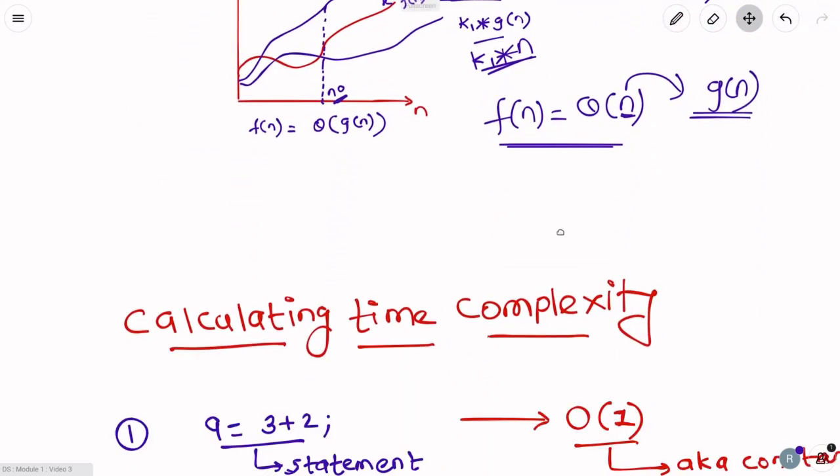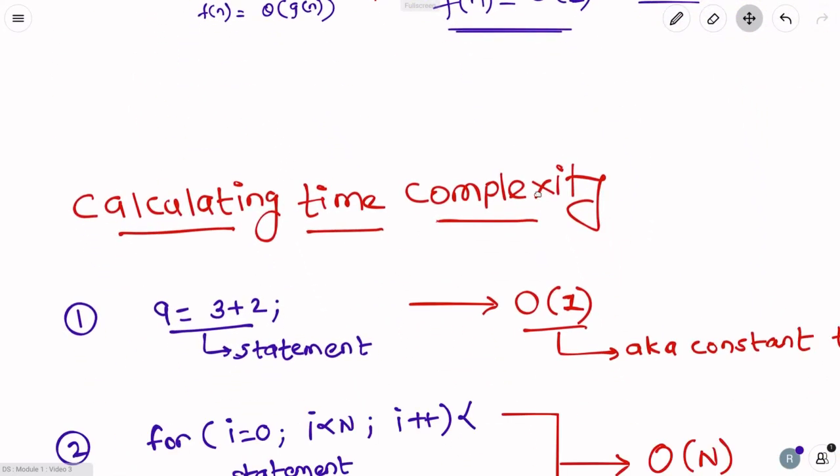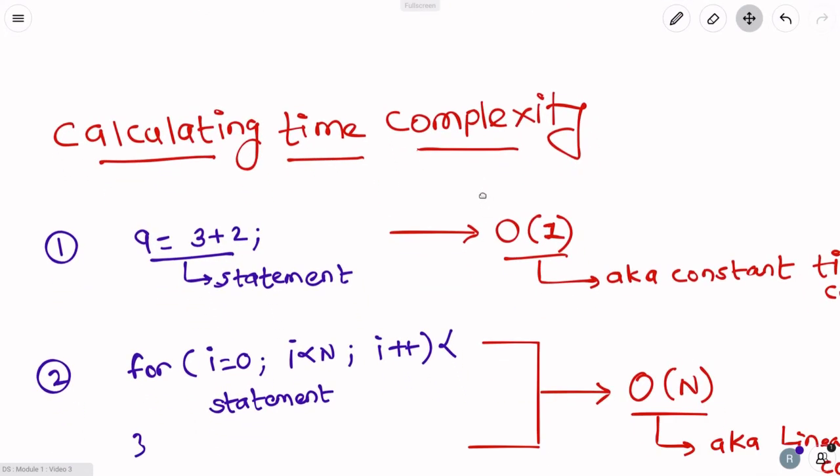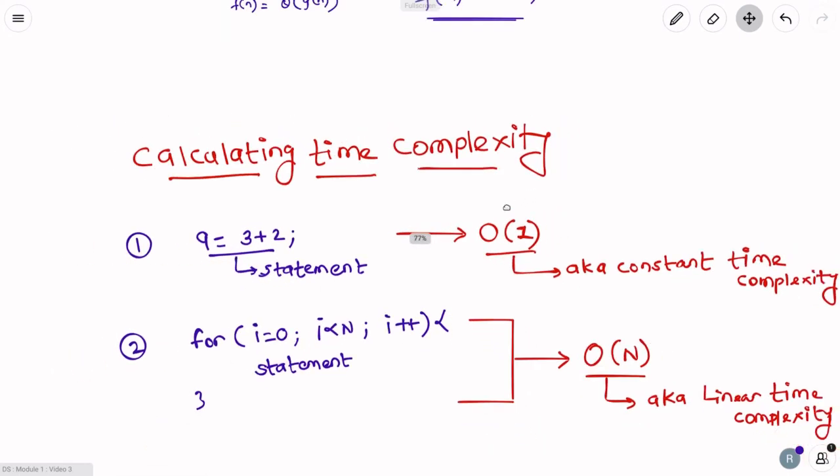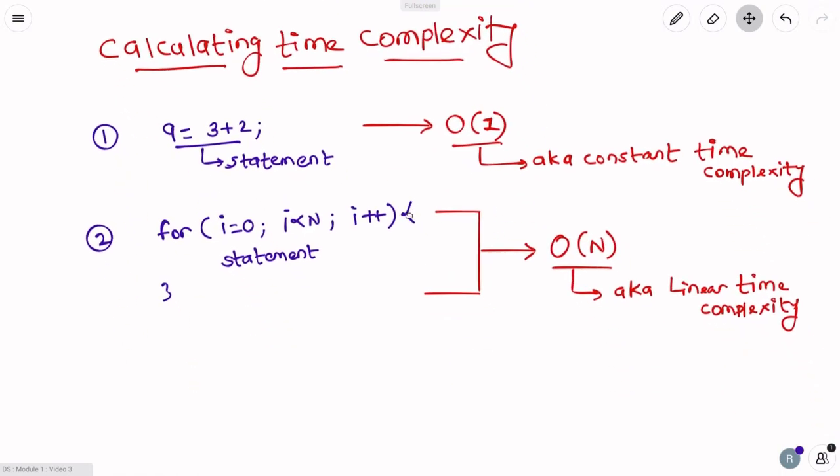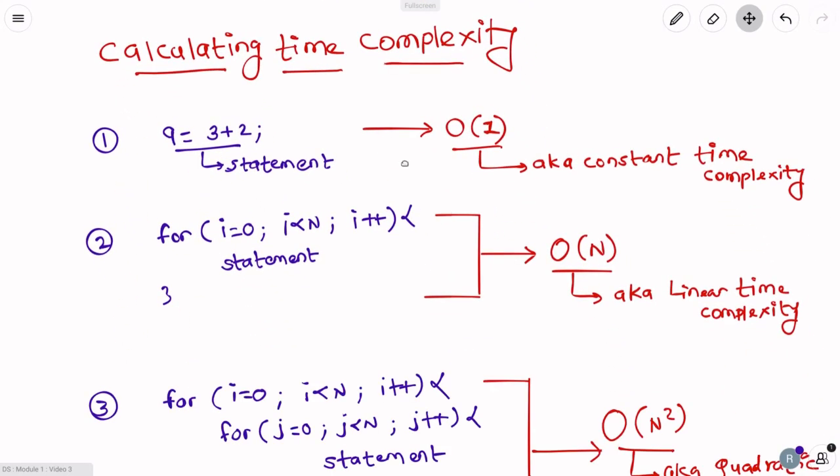Now let's see some programs for calculating the time complexity in terms of asymptotic notation, so that you will get an idea how we can calculate it. I have written some sample snippets. By these snippets we are going to see how we can represent the time complexity in terms of asymptotic notations.